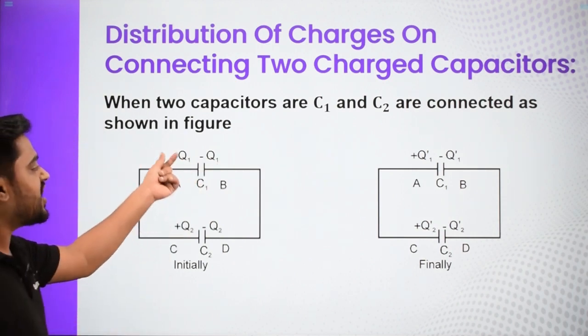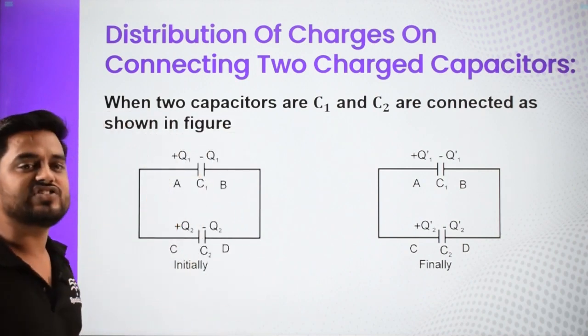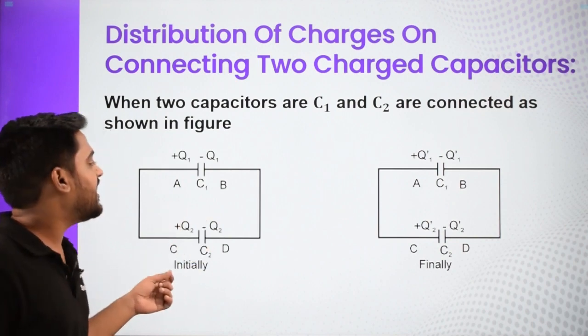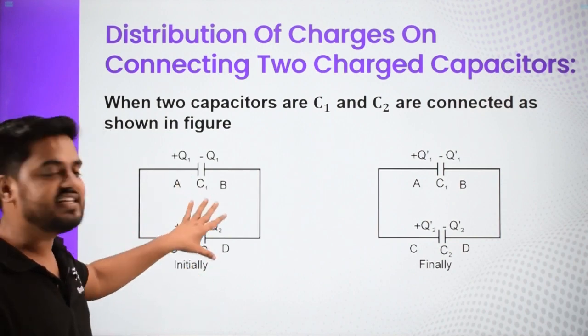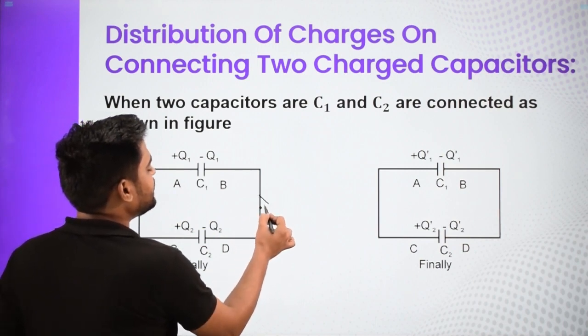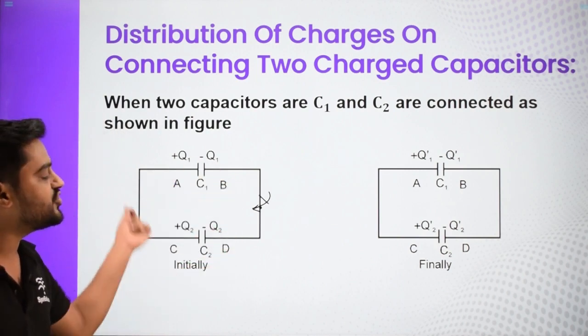The capacitor C1 is having charge plus Q1 and minus Q1. We can simply say the capacitor C1 is having charge Q1, and capacitor C2 is having charge Q2 on it. This is the initial situation. Initially they were not connected; there was a switch over here. When we connect it, there is a redistribution of charge.